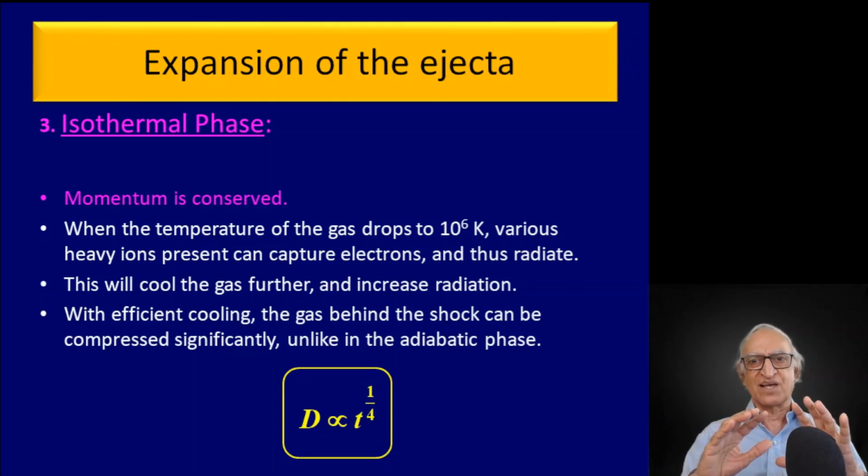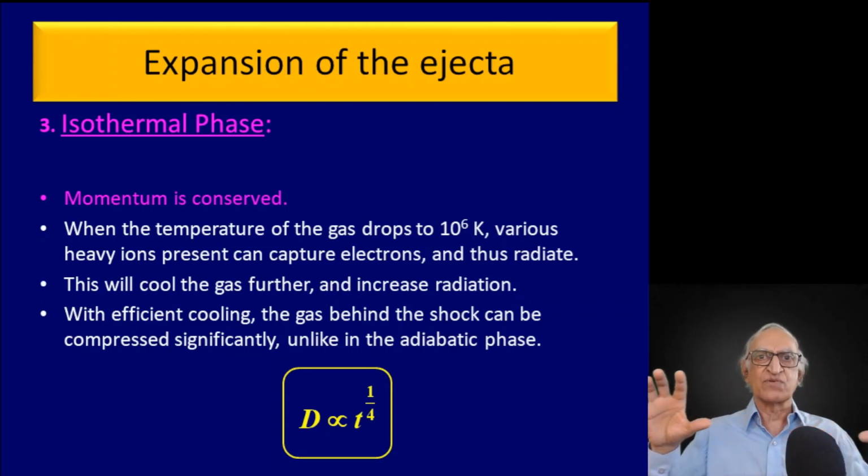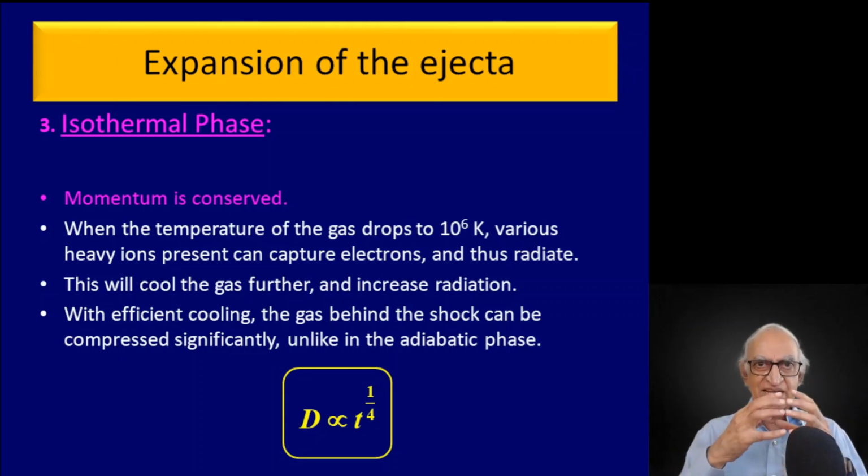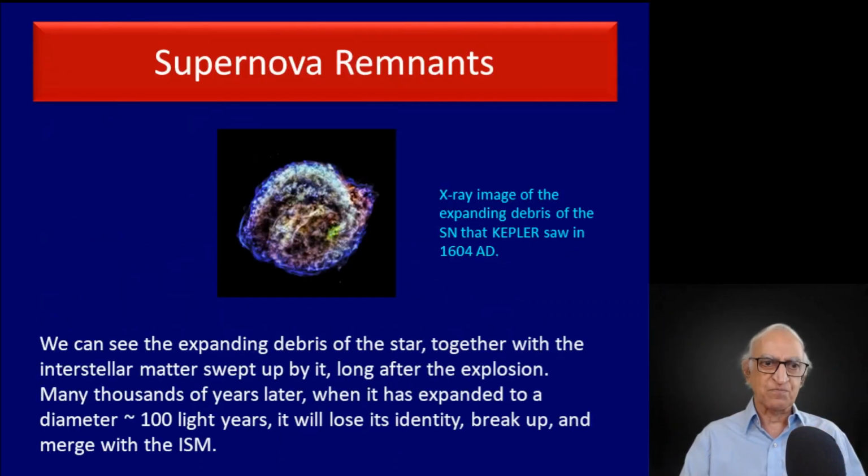Now, I know I've hit you with too many things which you're unfamiliar with very fast, but it's really not important. Don't worry about it. All I want you to remember is the following. The supernova ejecta is like a bulldozer moving in the interstellar medium. It will sweep up the interstellar gas. There will be several phases of expansion. There will be a free expansion phase. There will be an adiabatic expansion. There will be an isothermal expansion.